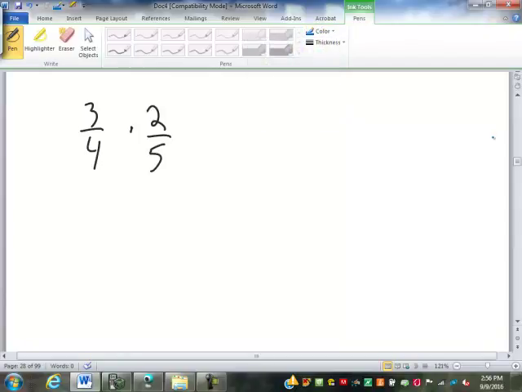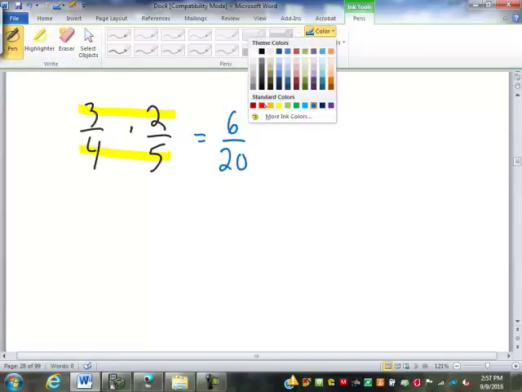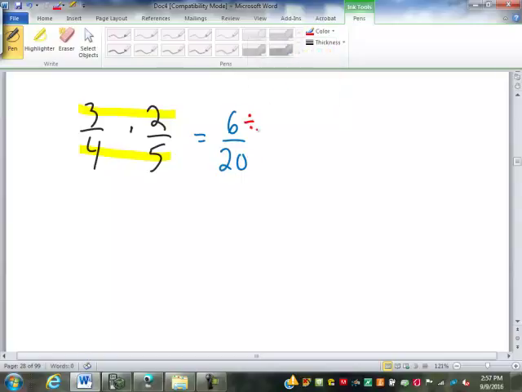When we multiply, do we need the same name? Say no. No, good. We don't need the same name. So that means we do not need to find a common denominator. When we multiply, we're simply going to combine the counts. 3 times 2 makes 6. Then we're also going to combine the names. 4 times 5 makes 20. Now, as we look at this, we see that we can reduce both of those, divide each of those by 2. Gives us 3 tenths. So we've got 3 over 10.